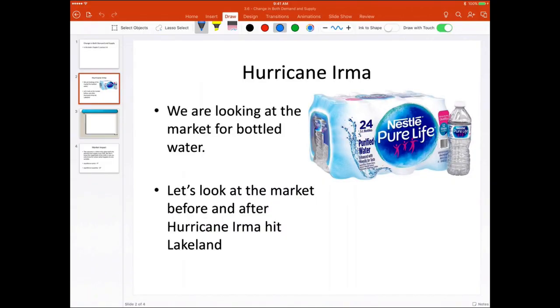Our example is going to be our latest hurricane and bottled water. We're going to look at the market for bottled water in Lakeland, before and after the hurricane hits Lakeland. Obviously there's going to be an increased demand for bottled water. But as we know, roads were blocked, power was out, and stores couldn't operate, so the normal supply of water that would typically have flowed to Lakeland couldn't. That indicates a decrease in supply. So we're going to have both an increase in demand and a decrease in supply due to the hurricane.